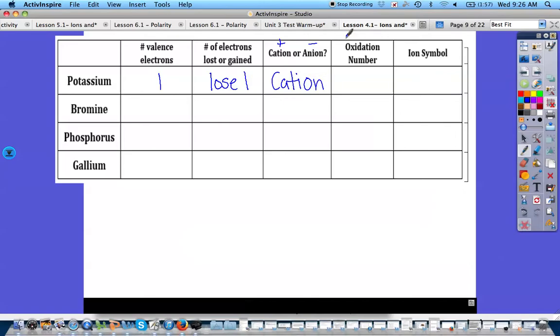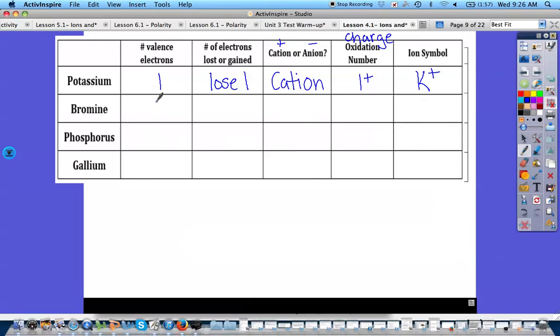The oxidation number is the same as the charge. So this is going to give us a 1+ charge. The ion symbol is the symbol of our element with the charge. You can write 1+, but you can also just write plus.